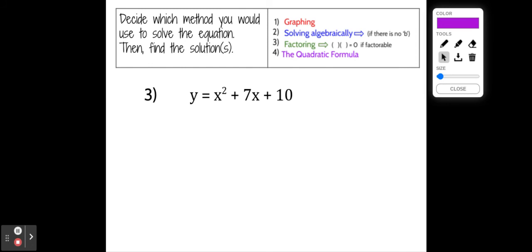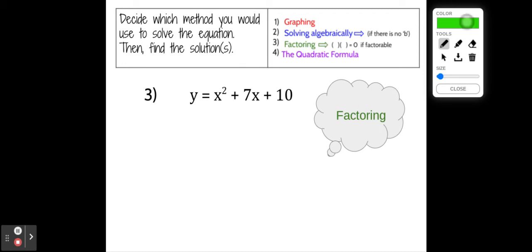Okay, looking at number 3. Checking out 3, y equals x squared plus 7x plus 10. What are your thoughts? Are you thinking factoring, right? Because we have a leading coefficient of 1. We have an a, b, and a c value. Yeah, I think factoring too. Factoring would be probably the quickest way to solve.